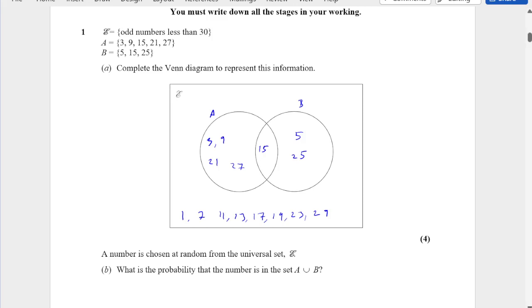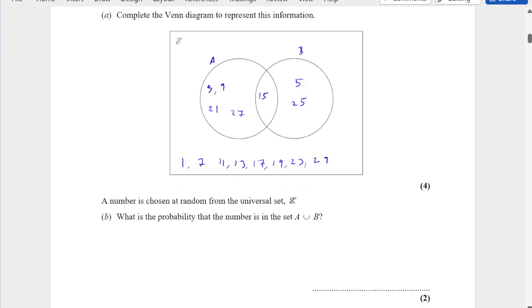There we go. So part B says, a number is chosen from the universal set. What is the probability that the number is in the set A union B? So the union of A and B. So we've got 1, 2, 3, 4, 5, 6, 7 numbers in the union, so it's going to be 7 out of 15.